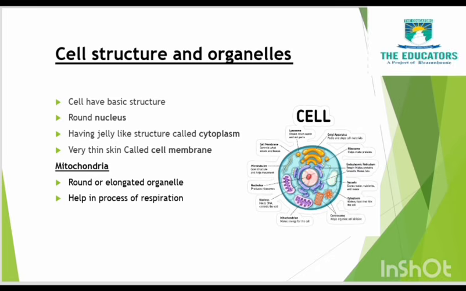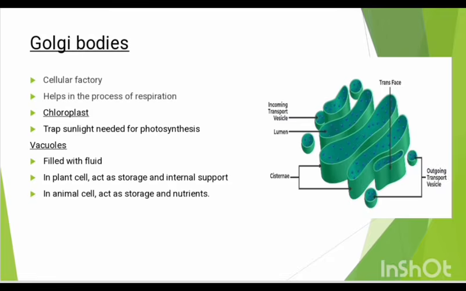Next organelle is the mitochondria. Mitochondria are present in every cell, both plant and animal. Mitochondria are round or elongated organelles that help in the respiration inside the cell. Another structure that is present in the cell is the Golgi bodies. Golgi bodies are the cellular factory and help in the respiration in the cell.